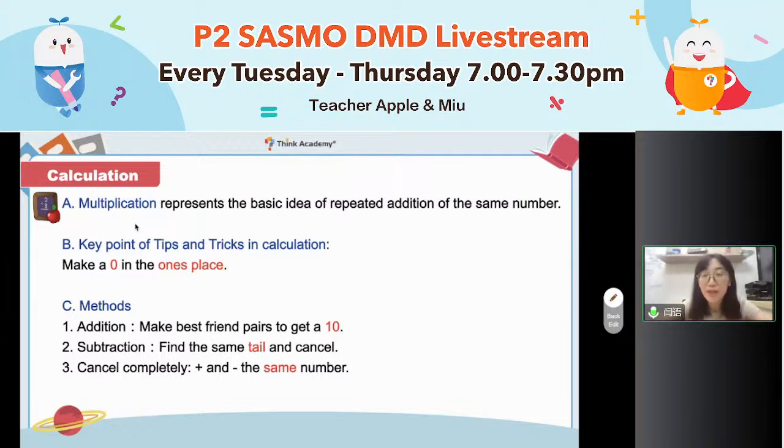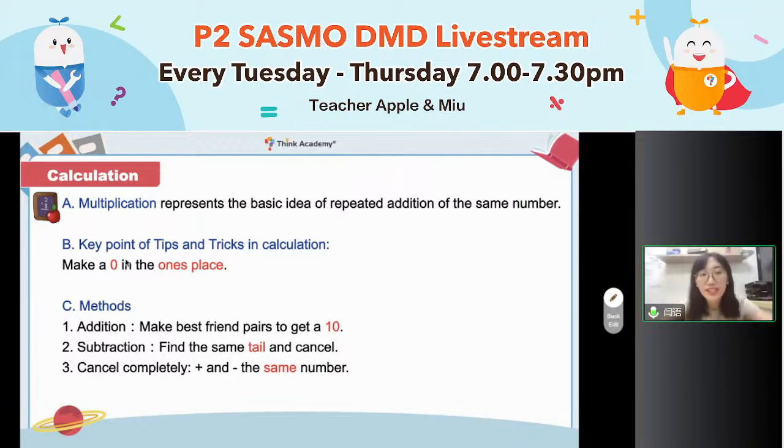So what is the meaning of multiplication? It represents the basic idea of repeated addition of the same number. So when it comes to SASMO test paper, you try to find something in common. Try to circle the common part first.